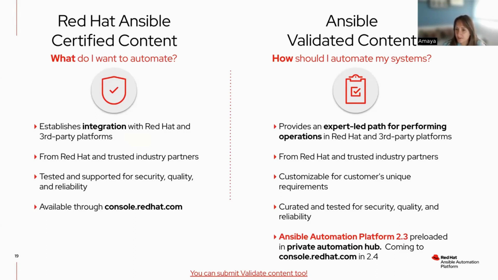To clarify the difference, while Red Hat content focuses on platform and system integration, Ansible validated content provides guidance on how to perform operational tasks within Red Hat or partner systems and platforms. However, because validated content is customizable by the customer, it's not supported by Red Hat. Initially, with the release later this year, validated content will be preloaded into Private Automation Hub. The collections will be made available in Ansible Automation Hub sometime next year.